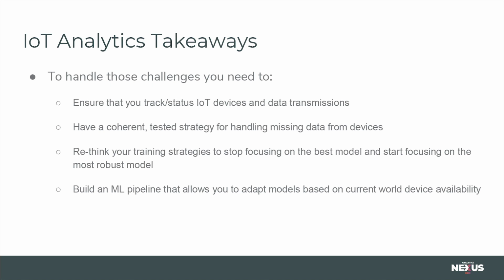And finally, build a machine learning pipeline that allows you to adapt the models you're using based on current real-world conditions and real-world device availability. This is hard, it's complex, it makes for a much more complex, in some cases, a much less performant machine learning pipeline. But in general, what we found is that it makes a huge difference in the quality of analytics and the consistency of the model outputs that you get from IoT.